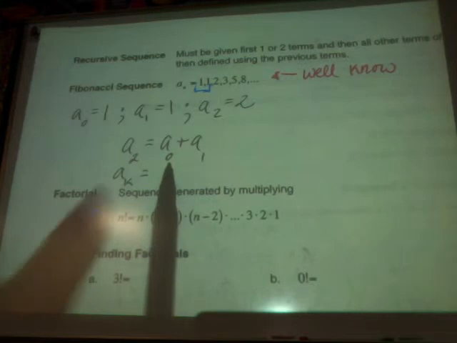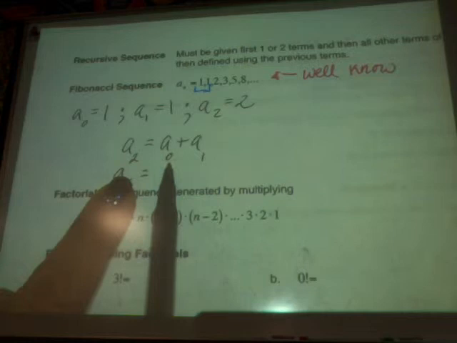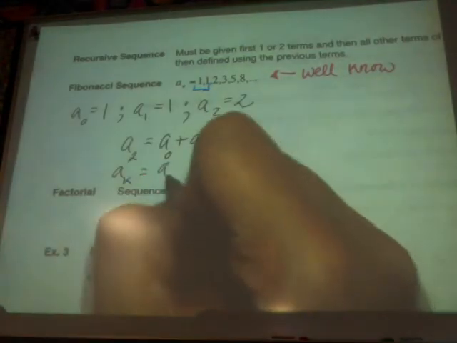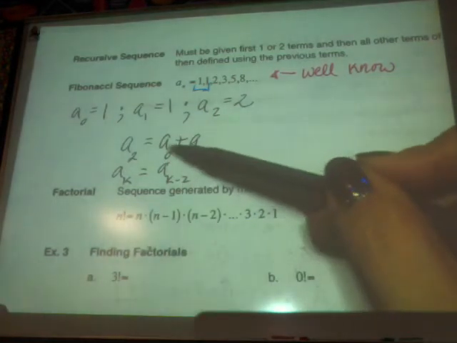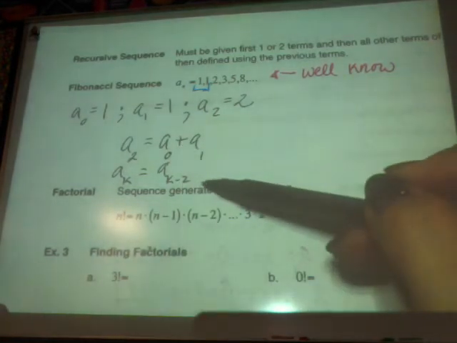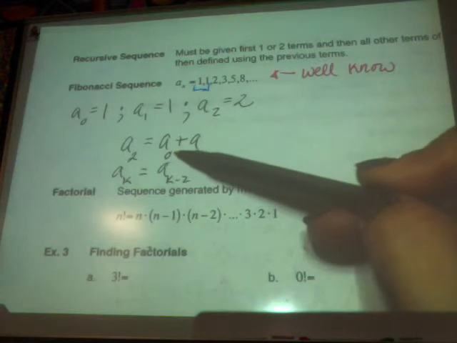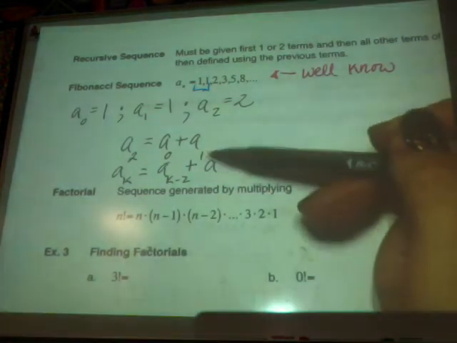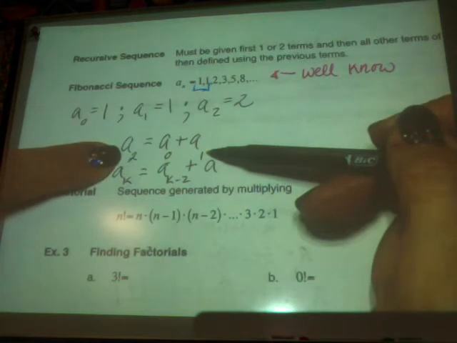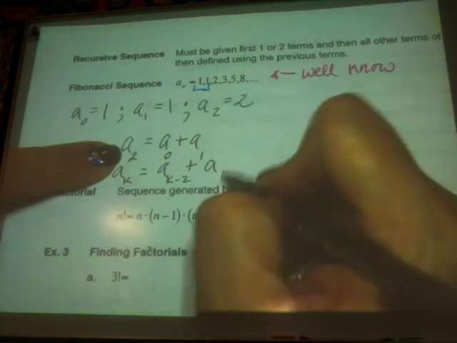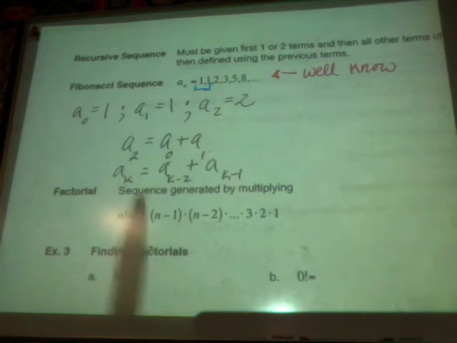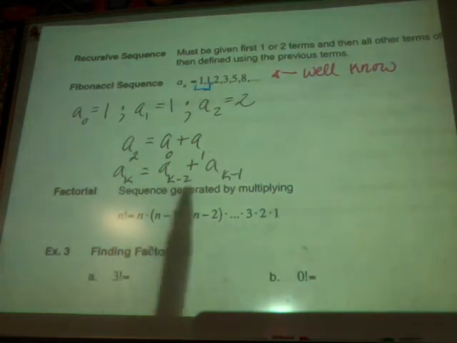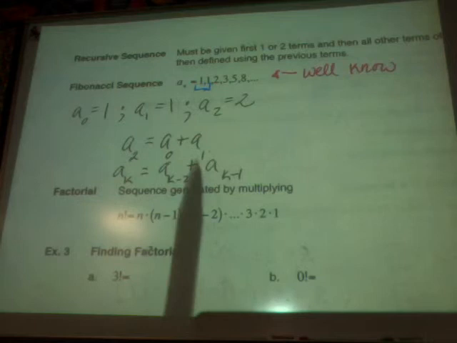How far back do I have to go from the second term to get to 0? How many terms backwards? 2. So wouldn't this be a sub k minus 2? This one right here? You see how I got that? Because I had to go 2 terms backwards to get to a sub 0. Then wouldn't I add to that a sub, how far back is the first term from the second term? 1 back. So I'd have to do k minus 1. So if k is 2, 2 minus 2 is 0, 2 minus 1 is 1.